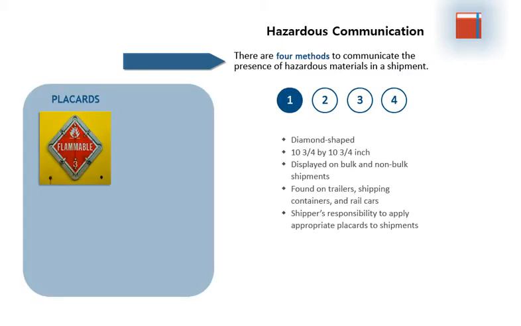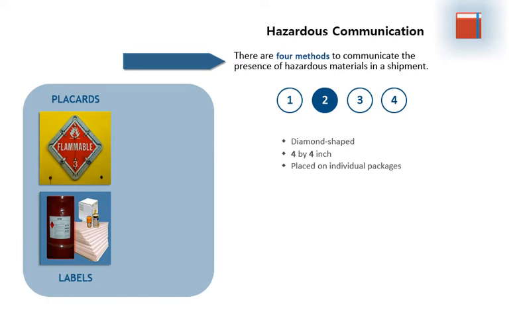These are diamond shape, 10 3/4 by 10 3/4 inch signs that are displayed on bulk and non-bulk shipments of hazardous material. You will find them on trailers, shipping containers, and rail cars. Shippers are responsible to apply appropriate placards to their shipments.